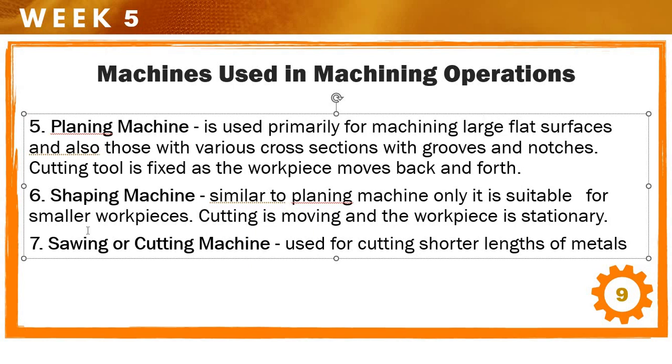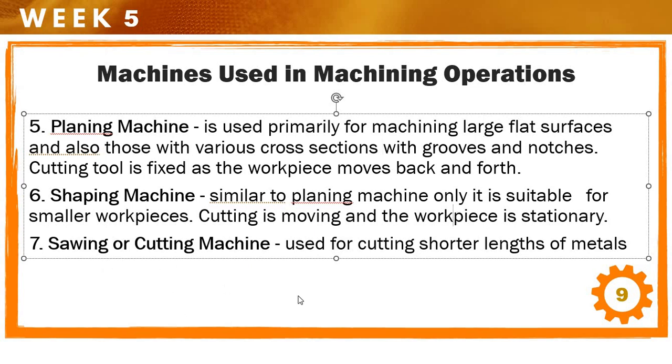Then sixth is the shaping machine. It is similar to the planing machine, only it is suitable for smaller workpieces. So you should remember that the cutting tool is moving and the workpiece is stationary. So that is also the difference. In the planing machine, the workpiece is not stationary, it moves back and forth, while in a shaping machine, the workpiece is stationary. You should remember those differences.